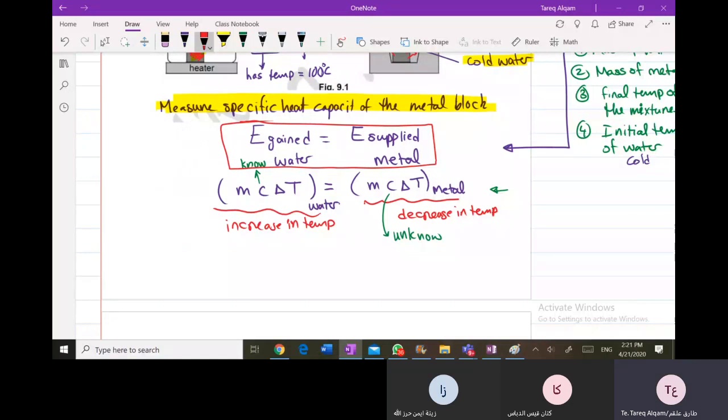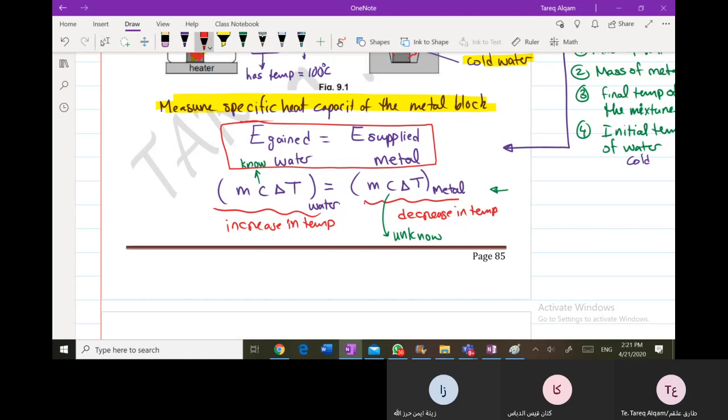The energy gained by the water is equivalent to the energy supplied by the metal, because the metal is hotter than the water in the cup. What is the formula that will be used for the energy here? It's mc delta t, because the temperatures of both the metal and the water have changed. So I use E equals mc delta t. This equation is used if there's a temperature change. Here, we have a temperature change for the metal and for the water. So mc delta t for water, mc delta t for metal.